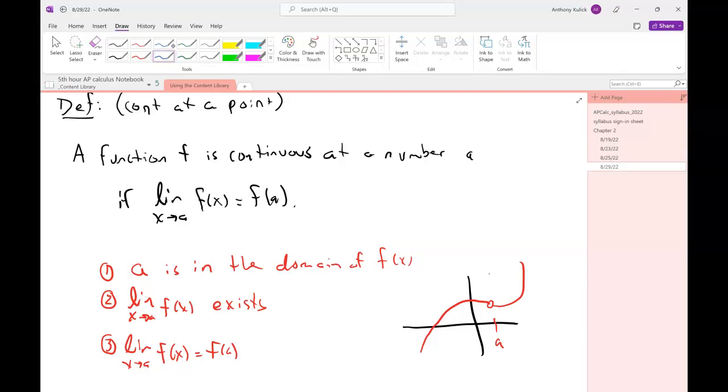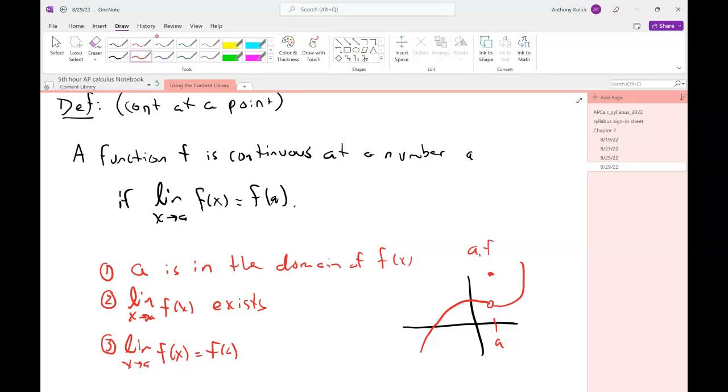Now, what if we had this? What part fails now? Is this continuous? No. Still not, right? What part fails? Part 3. Because the limit isn't equal to the value of the function.